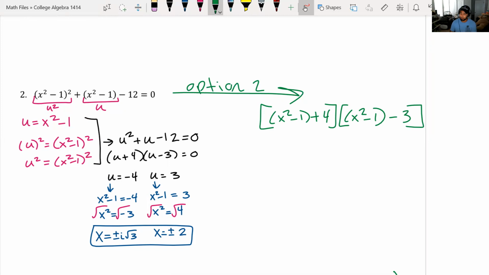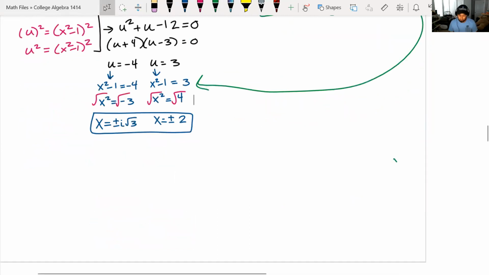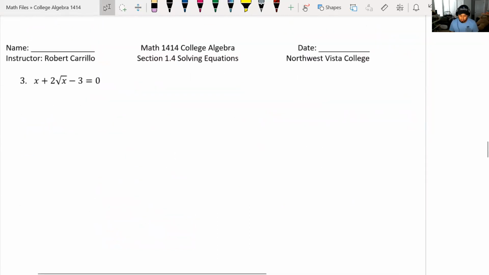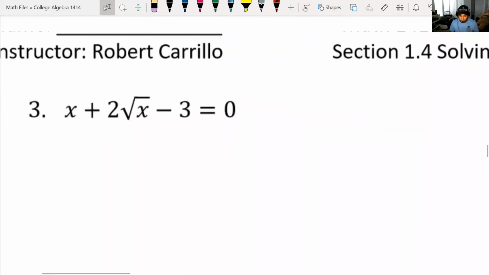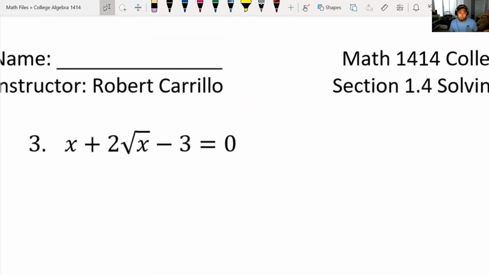And set them equal to 0, and guess what? We're right back there. Oh, man. But again, you have to train your brain to see it, right? So those are your options. Okay. Moving on. Number 3. Or it's like number 3 again, whichever.